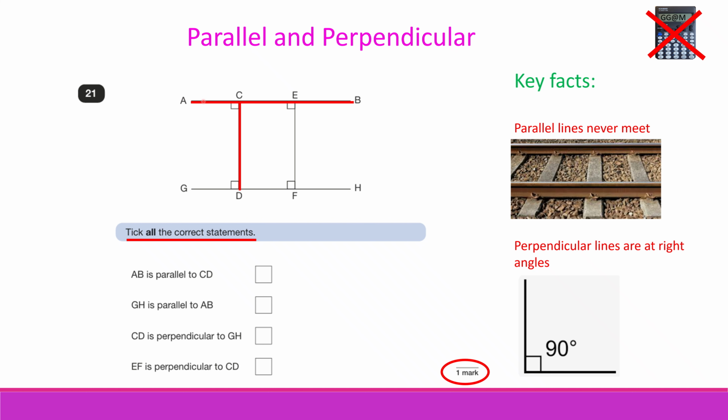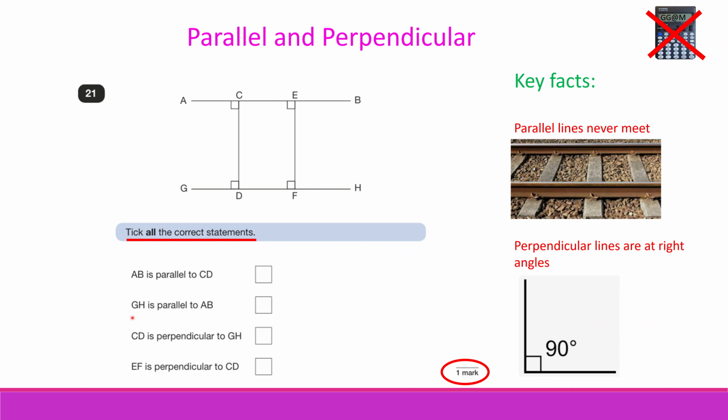Now you can see between A to B and C to D, there is a right angle. Okay, so you can see this right angle in here. So here's the right angle, so that means they are perpendicular. So A to B and C to D are not parallel, so you leave this box empty.